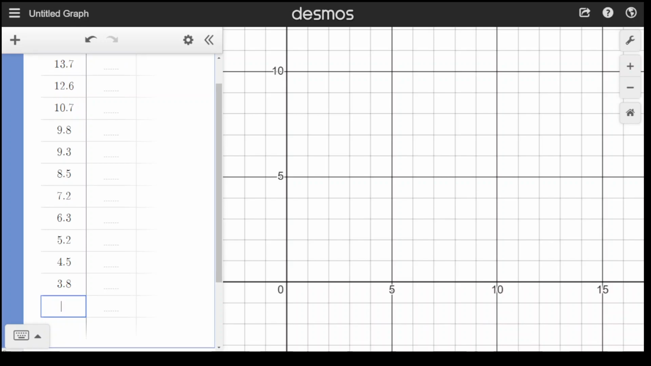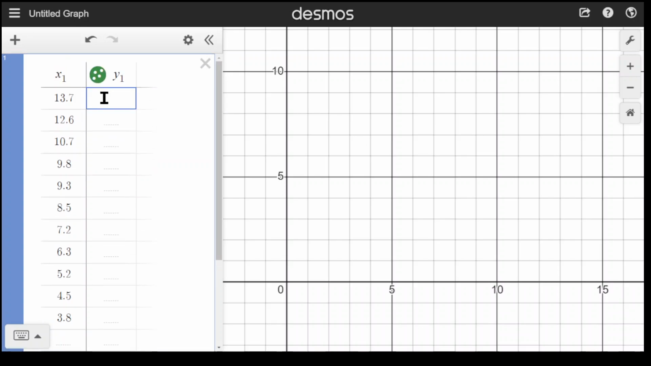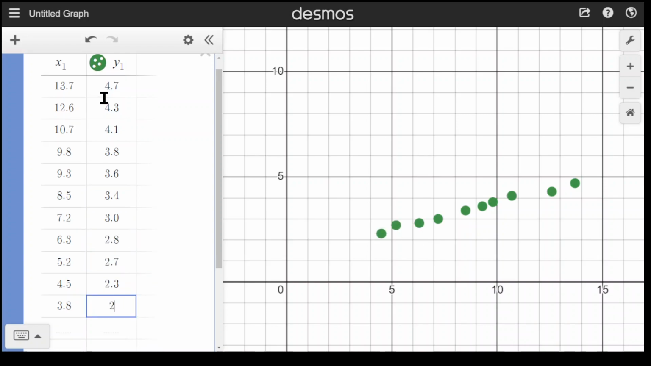And then I've got to enter the corresponding y value. Next to that, we're going to start with the weight, which was 4.7 grams, 4.3 grams, 4.1 grams, 3.8 grams, 3.6 grams, 3.4 grams, 3.0 grams, 2.8 grams, 2.7 grams, 2.3, and another 2.3.